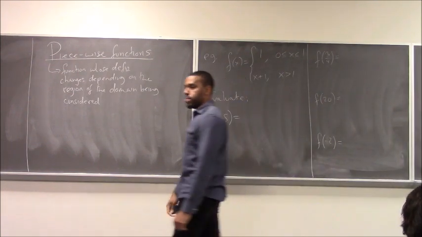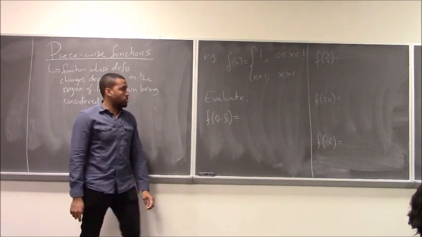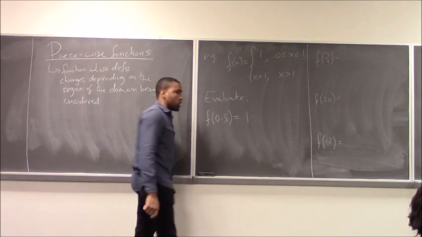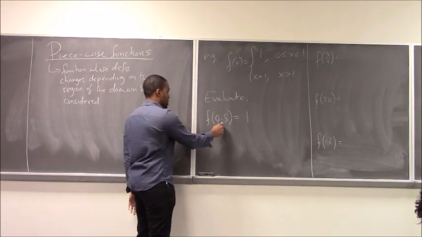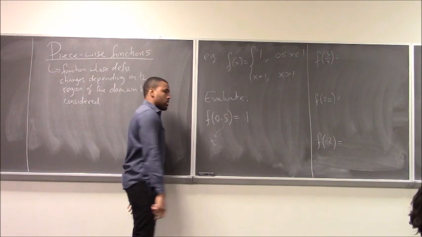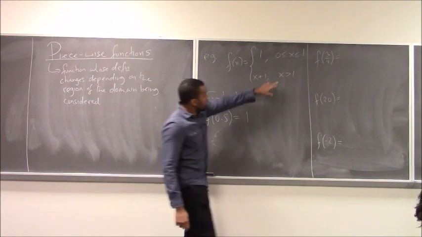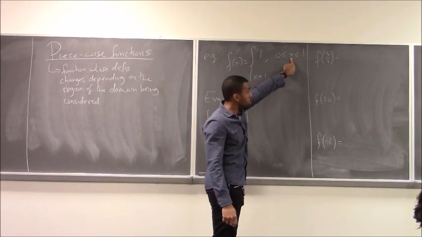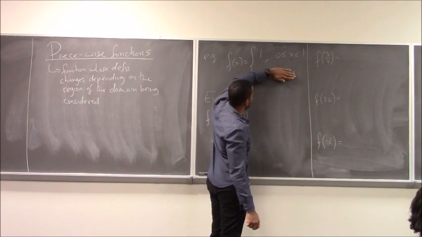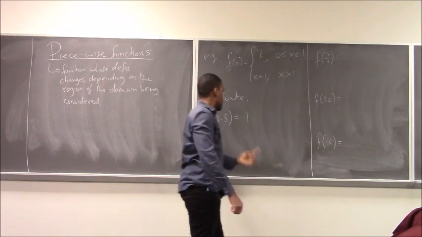What's f of 0.5 for this function? 1. How do you know it's 1? Because it's between 0 and 1. The value of x, this guy here is our x value, that's our input. The input is 0.5, so we have to look where that would fall in our definition. 0.5 is between 0 and 1, so the first line applies, ignore the second line, and the definition tells us that the output should be 1. That's why the output is 1.